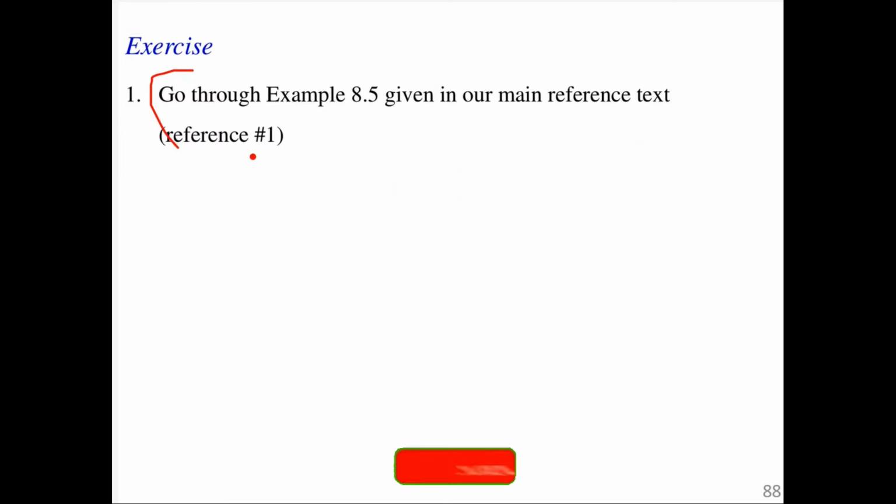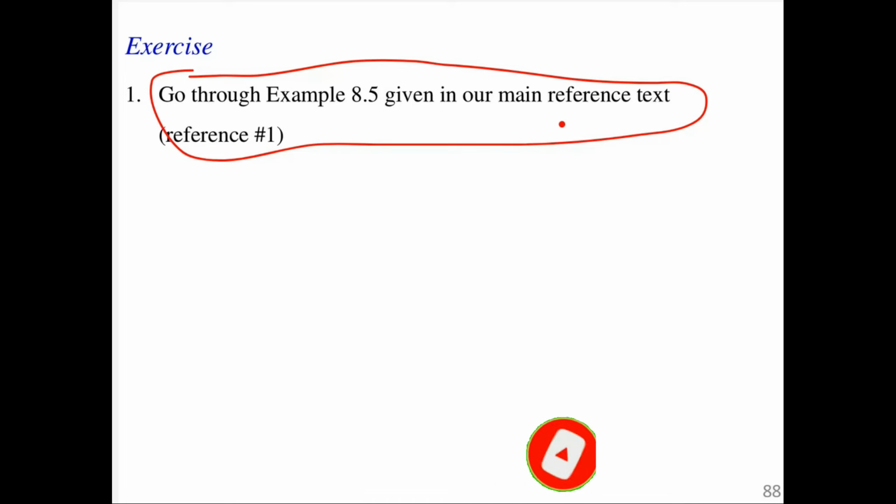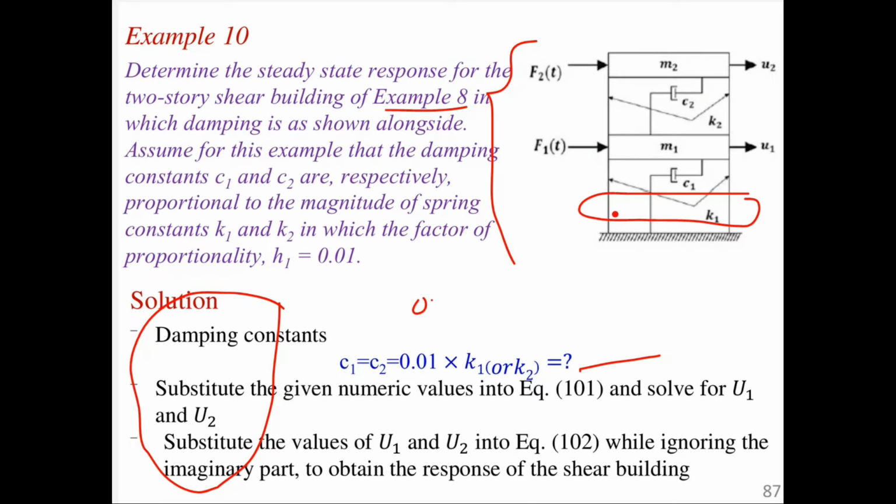Just go through example 8.5 that is given in our main reference text, Reference number 1, the book that I have told you about. Example 8.5 is the exact example that we are solving here. Only the values are different: the masses are different, the stiffnesses are different, but the structure is the same and the approach is the same. So you follow it up.